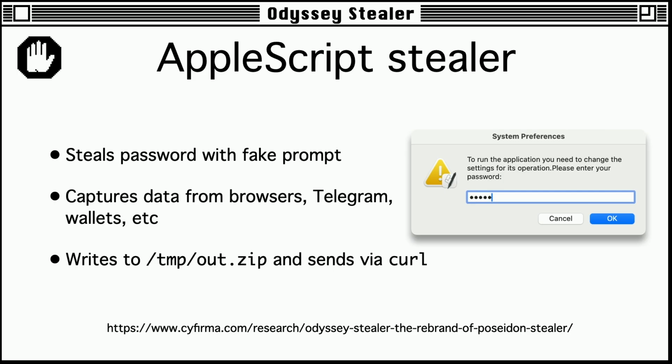your password. It does the old AppleScript trick of throwing up a fake password prompt. You type your password in there. It goes to the malware in clear text because it's not a legit password prompt. And then it captures all kinds of data from browsers, from Telegram, cryptocurrency wallets again. That's a very hot topic for a lot of malware these days. And it writes it out to the temp folder and sends it up to the attacker via curl. And then at the bottom there's a blog post from a company called Cypherma that was describing this info stealer.